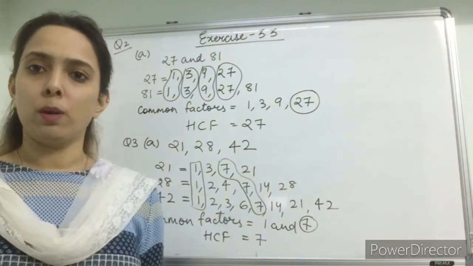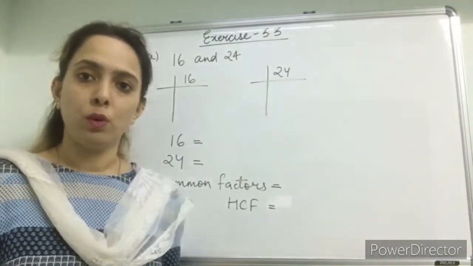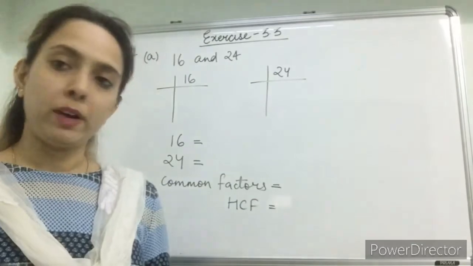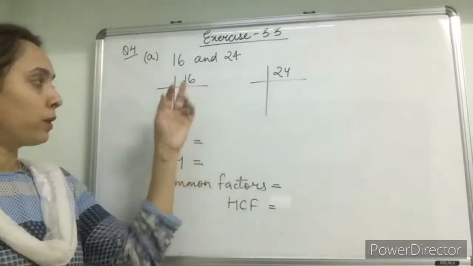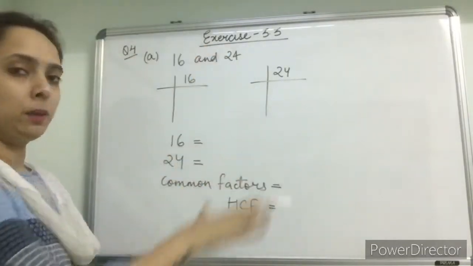Let's go for question number 5. Let's start question number 4. Let's read the question first. Find the HCF of the following by prime factorization method. First question, the 2 numbers are 16 and 24. So I have already prepared the pattern.